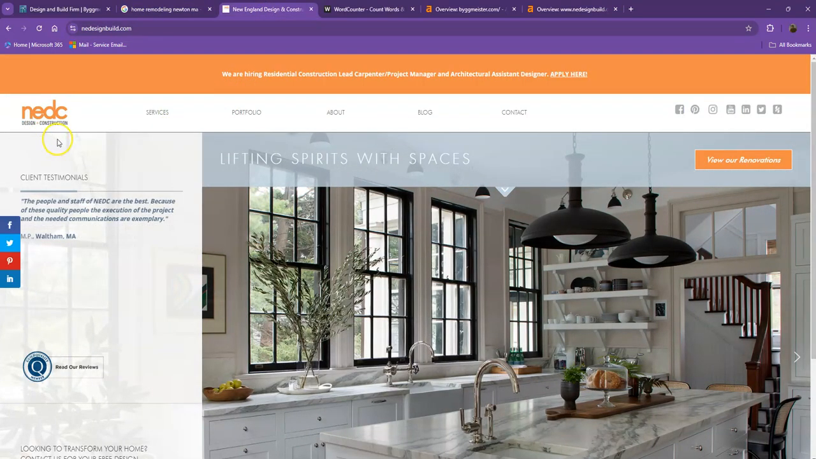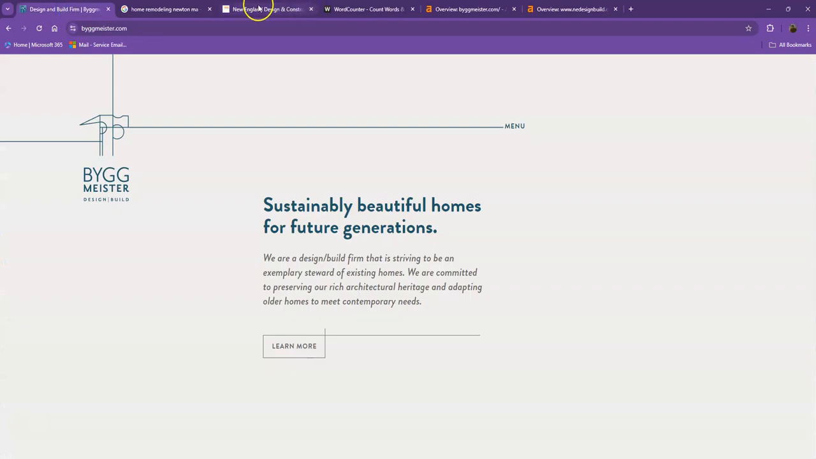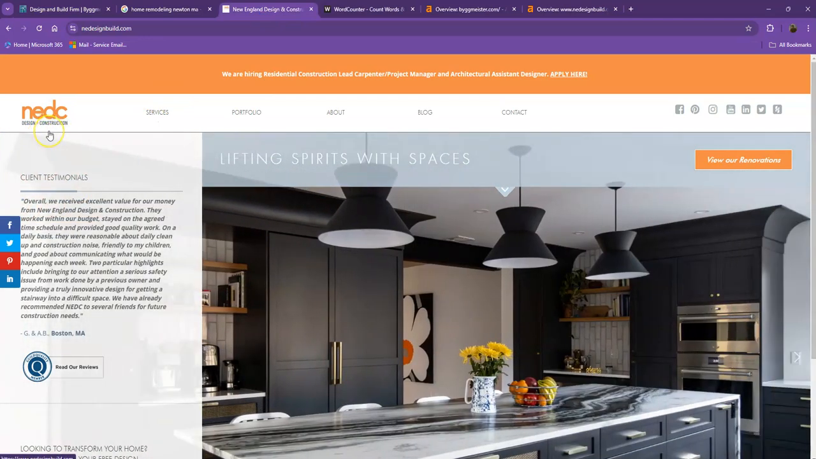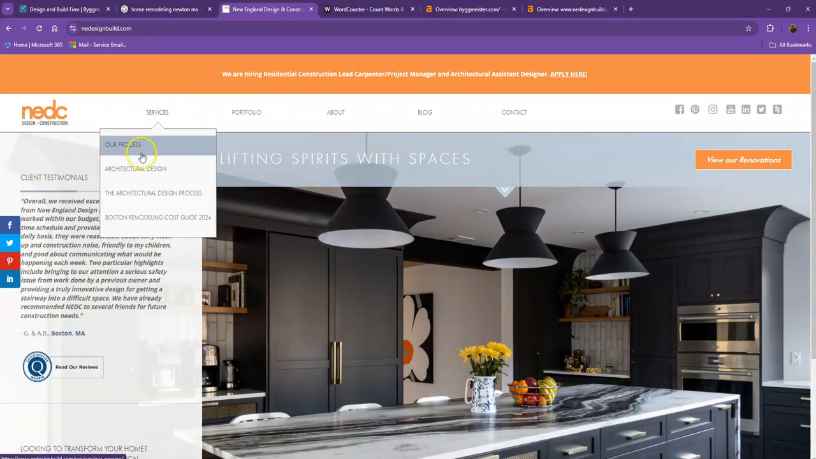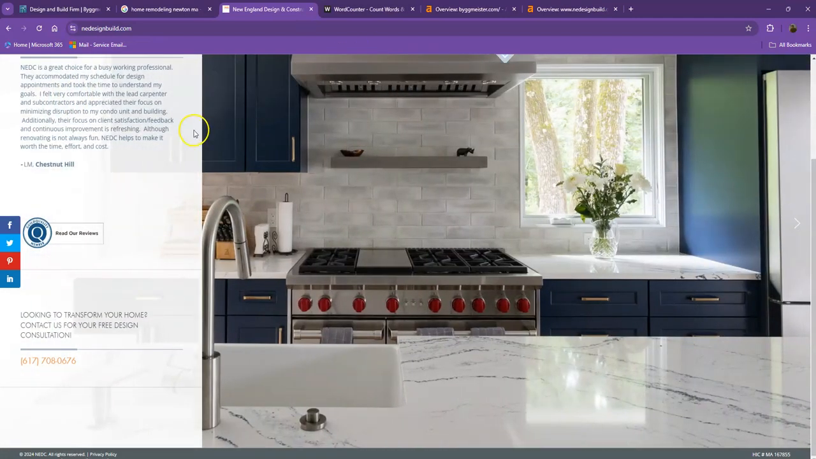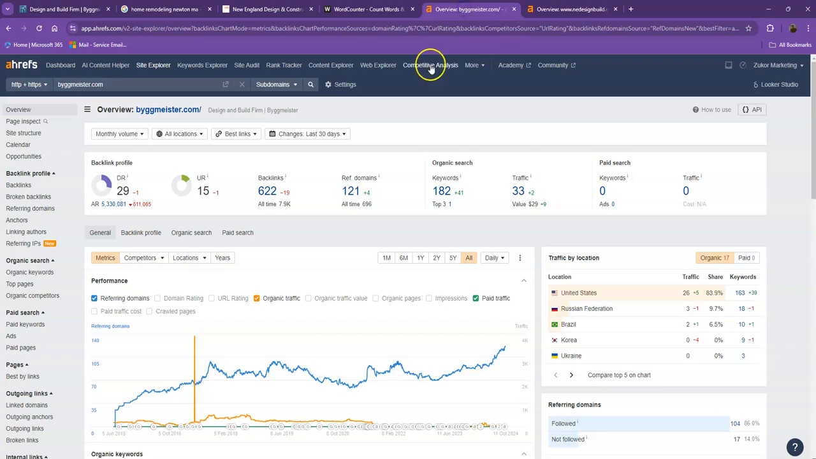Well, looking at their website, to tell you honestly, you actually have a much better looking website. Although they also have their logo at the top, the services they offer, client testimonials, pretty good photos. Well, let's go ahead and move on with the numbers instead.